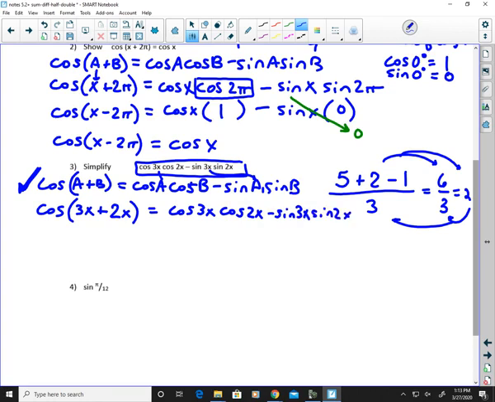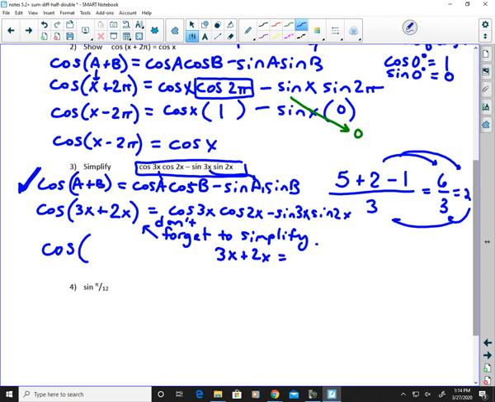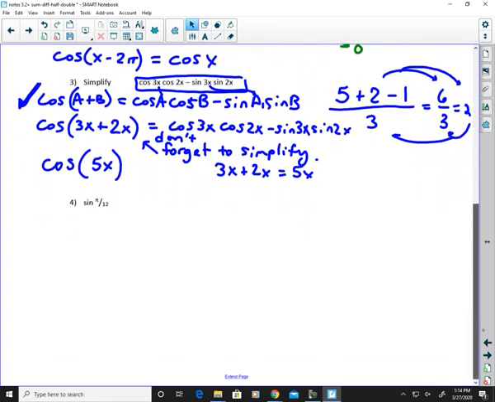Okay, so now what students do a lot is they'll forget to simplify. Don't forget to simplify, because what's in the parentheses are like terms. So there's a cosine, and what's 3x plus 2x? If it was outside of that function, you would say, well, that's 5x. So let's do that. Let's say it is cosine of 5x. Parentheses not totally essential there.